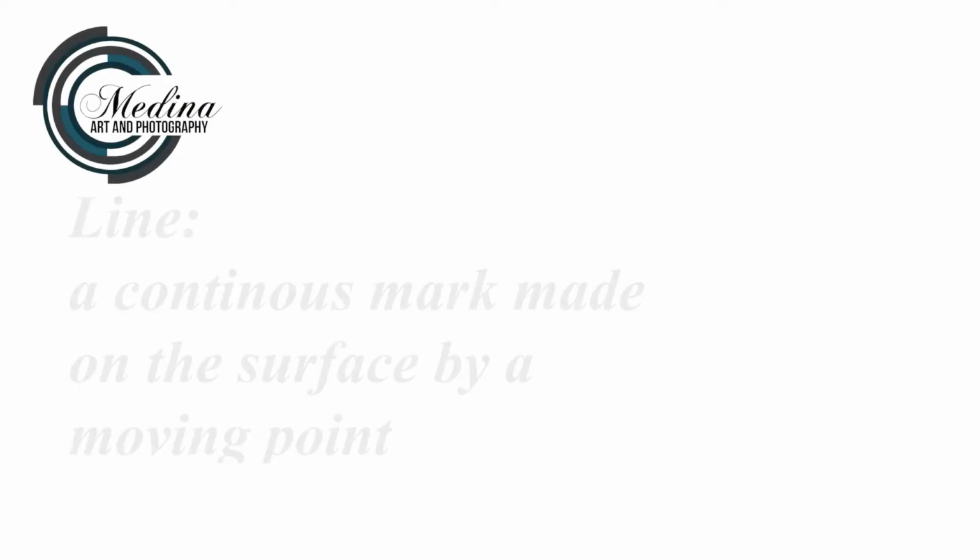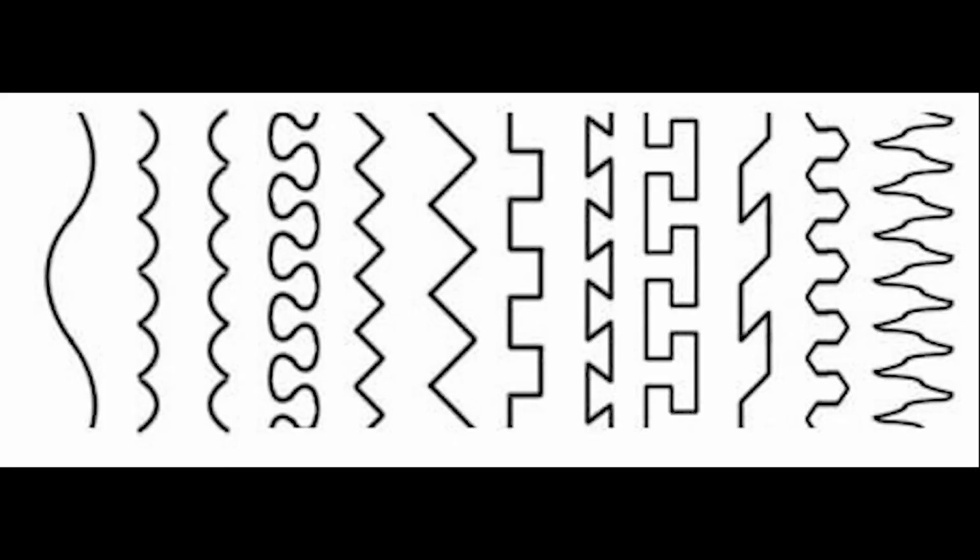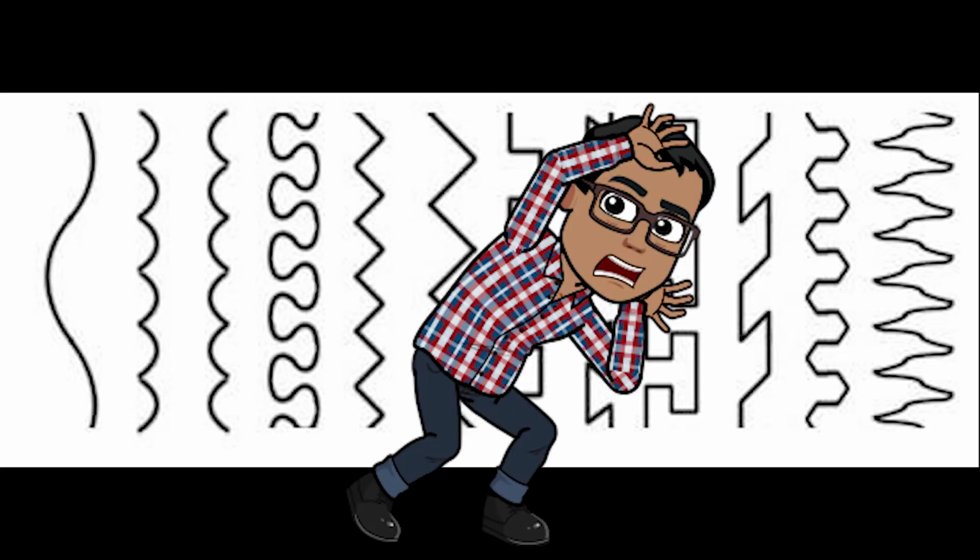Well, let's recap with the elements of art, starting with line. Line is defined as a continuous mark made on a surface by a moving point. So if we have different kinds of lines, what kind of patterns can we make? These are the types of lines that we have: curvy, wavy, bumpy, zigzag, squared, and I don't even know what the heck this is.